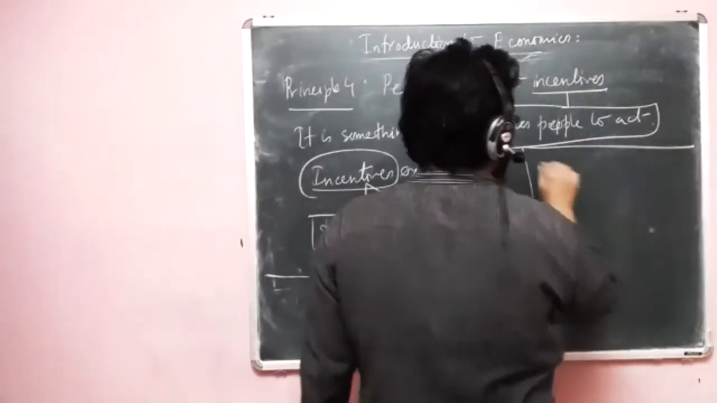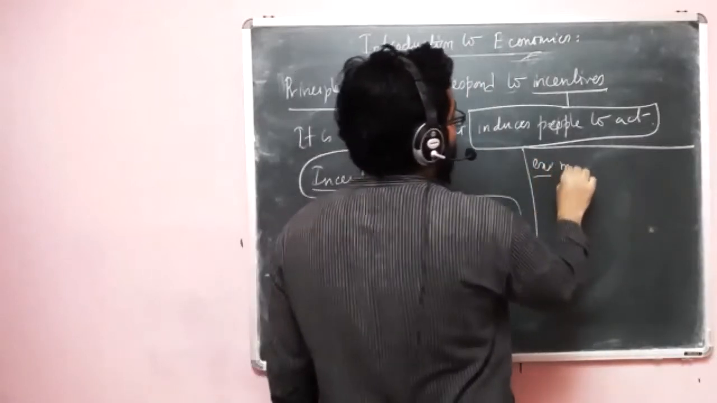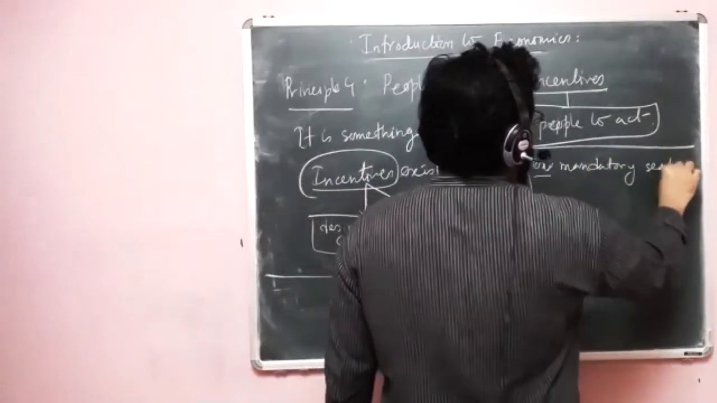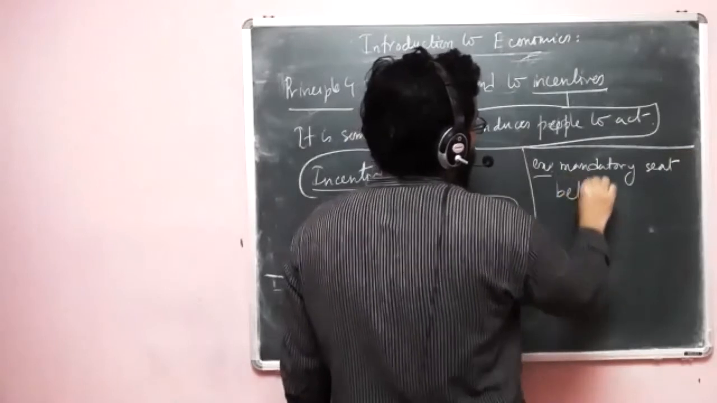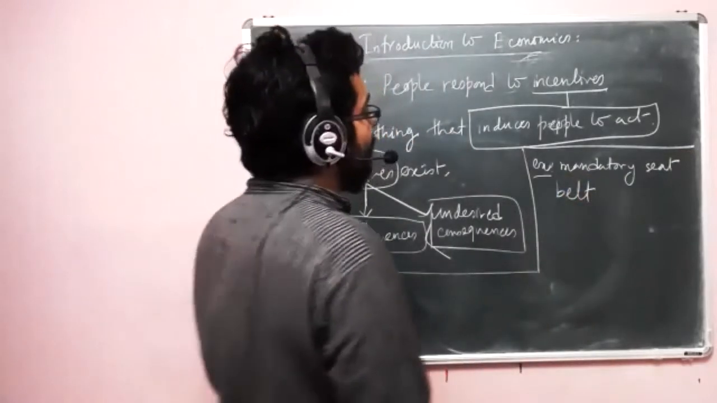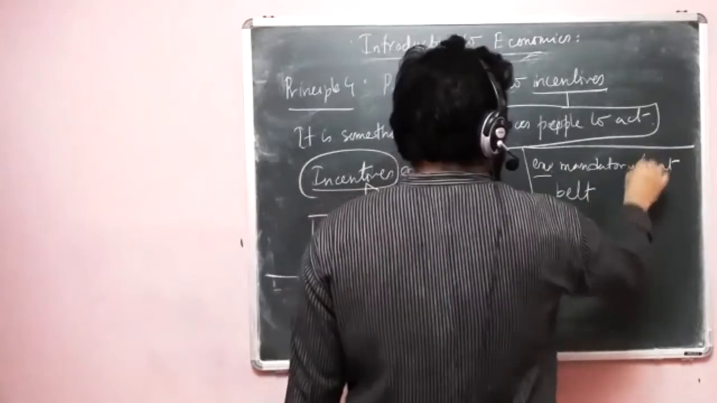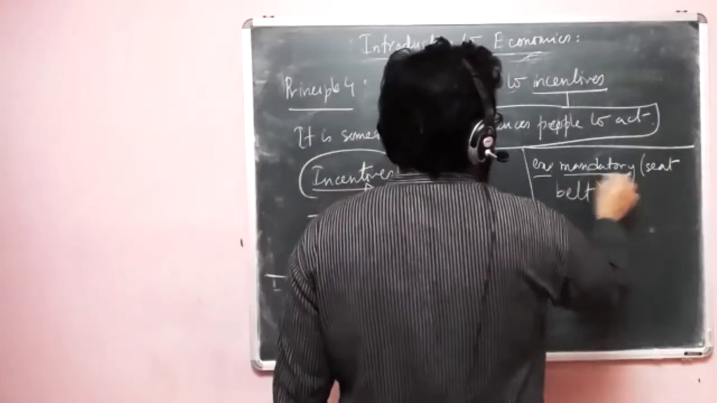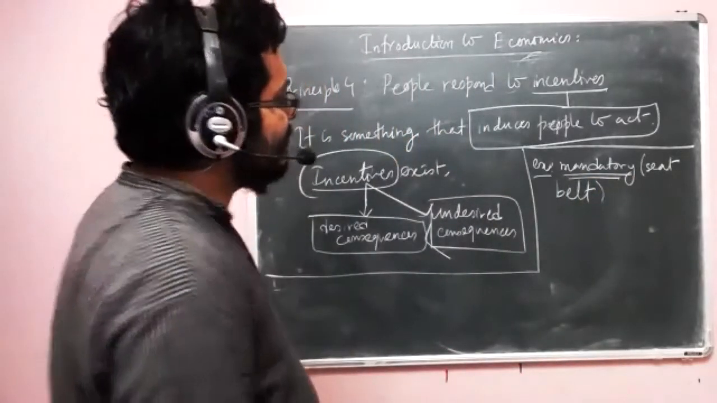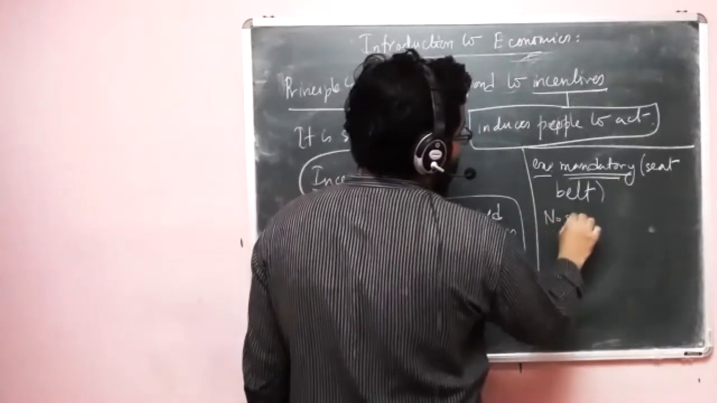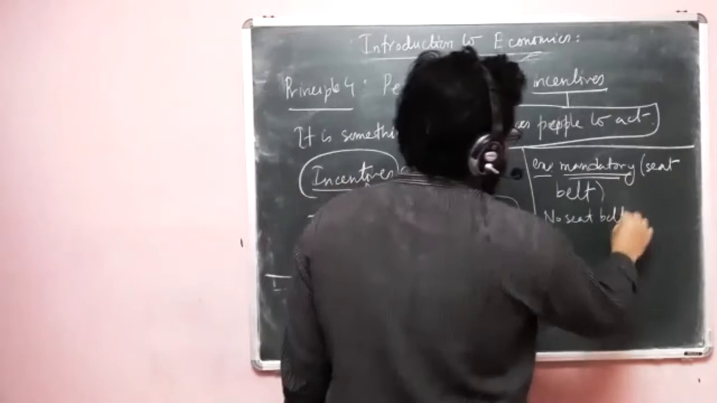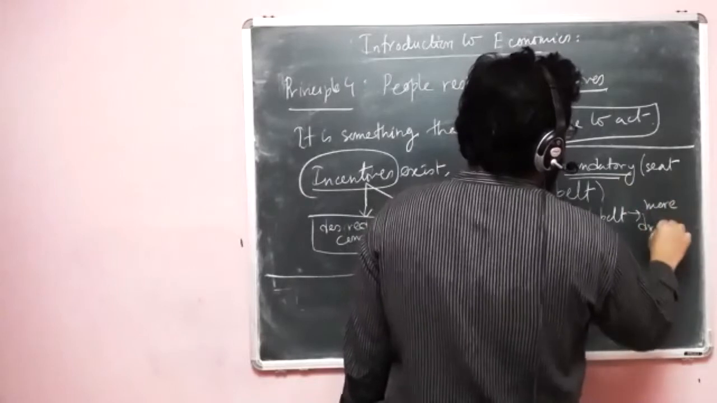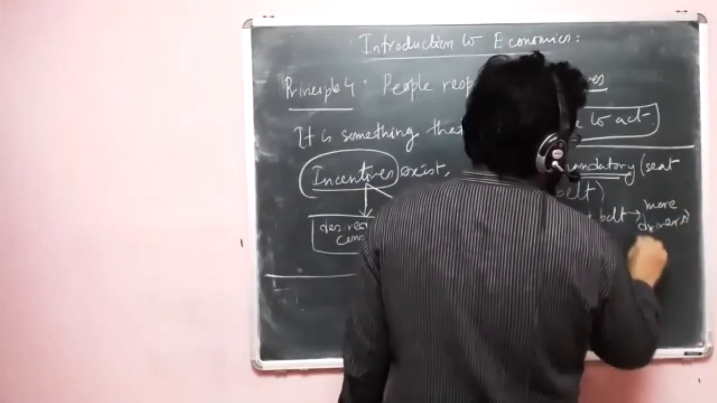It is the example of mandatory seat belt. Much like earlier in India, cars used to come without any airbag, mostly from Indian companies. Much like that, there was no provision of seat belt long time back. And then it was made mandatory. And what was the idea? The idea is that no seat belt leads to more drivers' death.